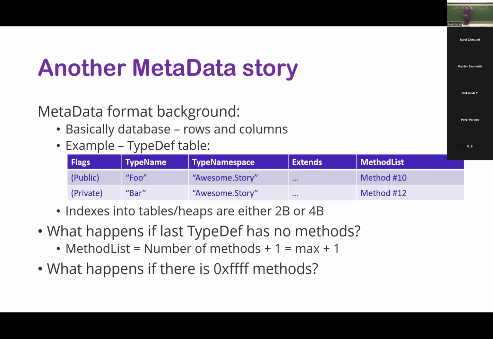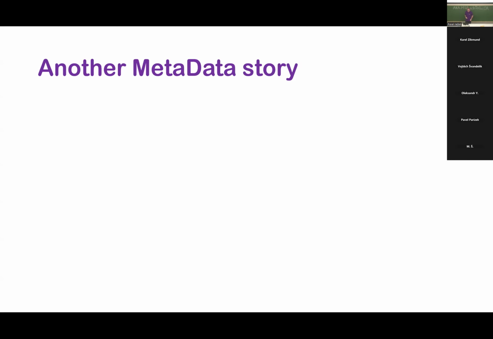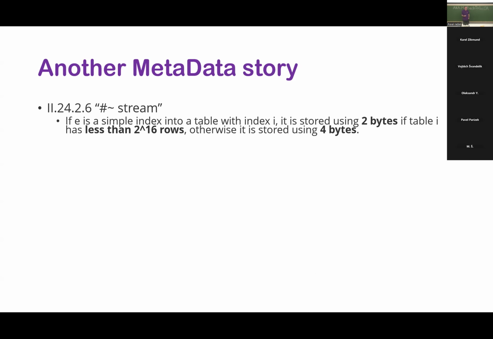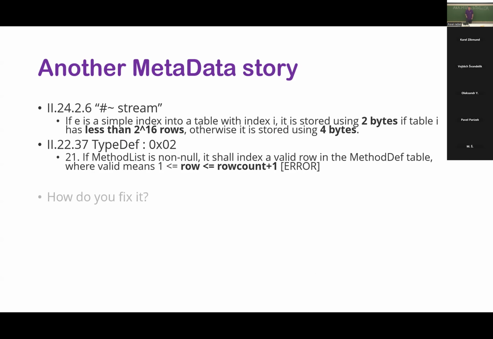Now, what happens if you have exactly FFFF methods? You add 1, which, by the way, fits into 2 bytes, and you overflow into 4 bytes. Now, where's the problem? If you look at the spec, and there's the CLI ECMA spec that was used by many, you actually can look, and it basically says there are 2 rules. It says, hey, it can be 2 bytes only if it's less than 2 to the 16. It's not less or equal, or less than 2 to the 16 minus 1. It's exactly this, otherwise it's 4 bytes.